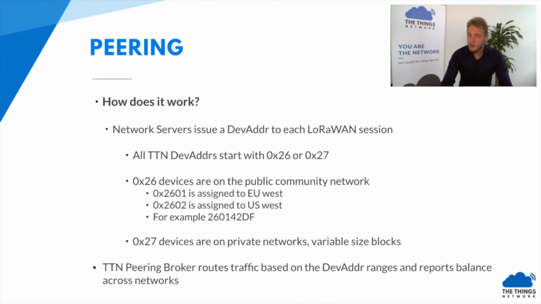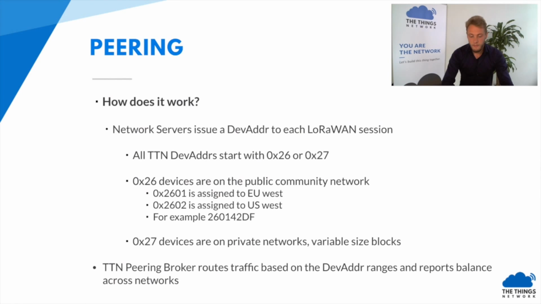So how does peering work? Network servers use a NetID, and a NetID is issued by the LoRa Alliance based on the membership level. As a contributor member of the LoRa Alliance, the Things Network has a Type 0 NetID. Private networks can use a small block of the Things Network NetID, but they can also use their own NetID when they become a member of the LoRa Alliance.